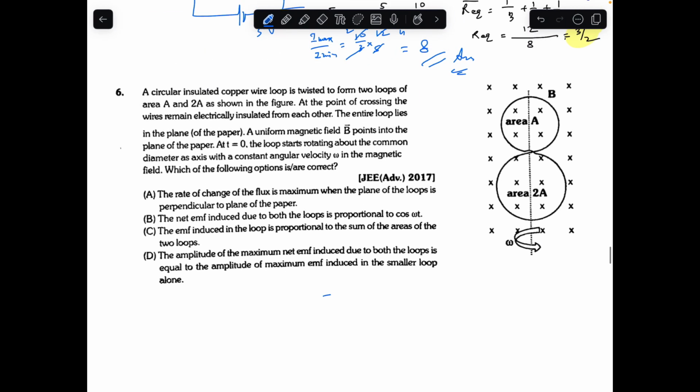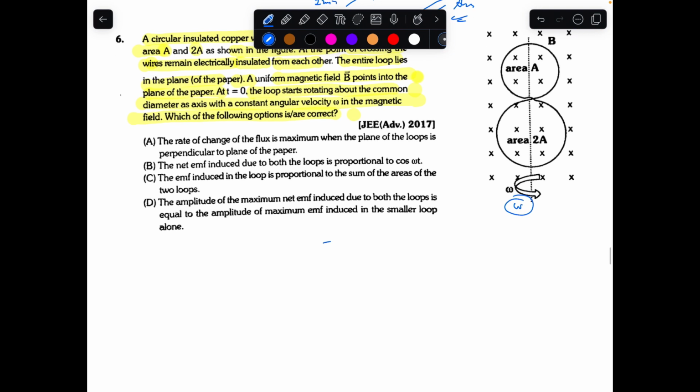Question number 6. A circular insulated copper wire loop is twisted to form two loops of area A and 2A. At the point of crossing, the wires remain electrically insulated. The entire loop lies in the plane of the paper, with a uniform magnetic field into the paper. The loop is rotating with omega. So if the loop is rotating with omega, I'm considering this is E1 and this is E2 in the loop.